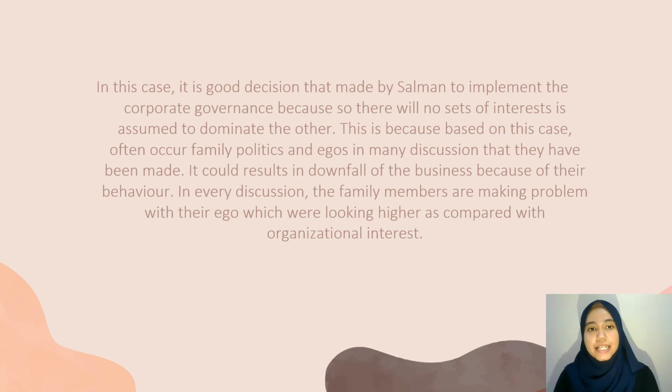So in this case, it is a good decision made by Salman to implement corporate governance, so that no set of interest is assumed to dominate the others. This is because, based on this case, family politics and egos often occur in many discussions. It could result in the downfall of the business because of their behavior. In every discussion, the family members are making problems with their ego, which they look at higher than organizational interest.